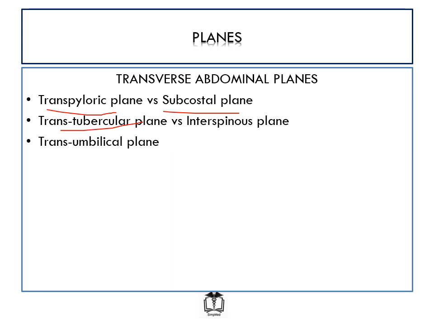Then finally, we have the transumbilical plane. This is very straightforward. It is used in the formation of quadrants, and it's a plane that just cuts across the umbilicus. It lies between the vertebral bodies of L3 and L4, and it divides the entire abdomen into upper half and lower half.